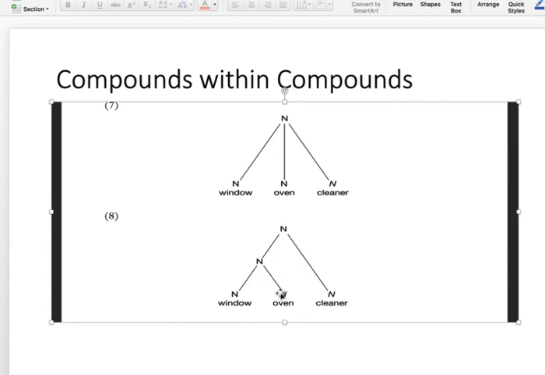So this is one compound, and oven is the head, and the left side, window oven, is an oven. So this is a right-headed compound, right? Window oven. And then when we say window oven cleaner, it is about the cleaner. What kind of cleaner? A cleaner for cleaning window ovens. So you can see, even though it carries three words, at one time only one can be attached. With oven, window can be attached, and then with window oven, cleaner can be attached. So at one time only one occurs.